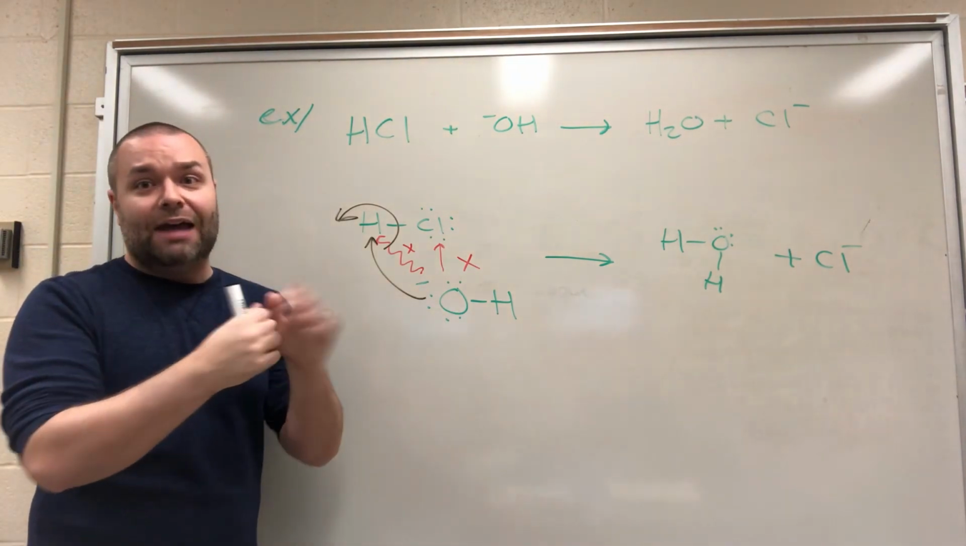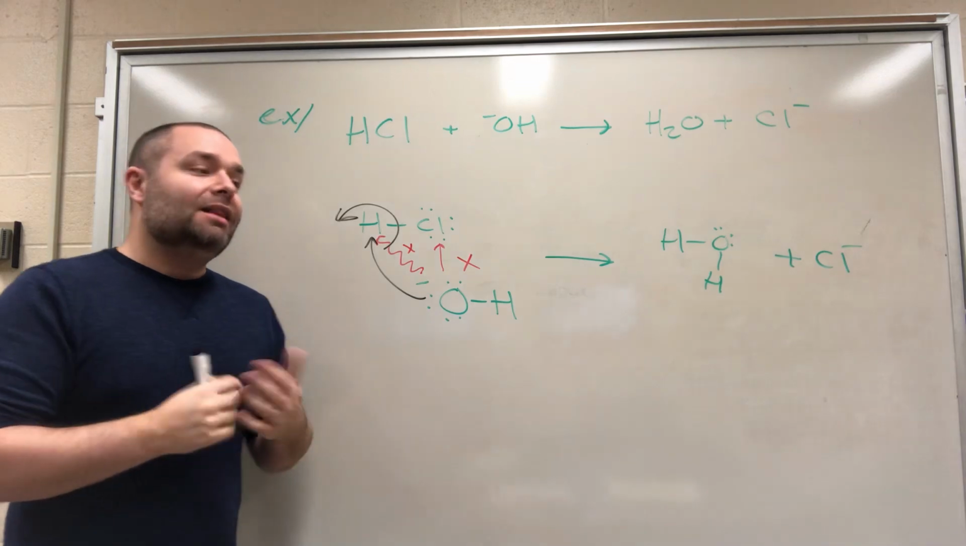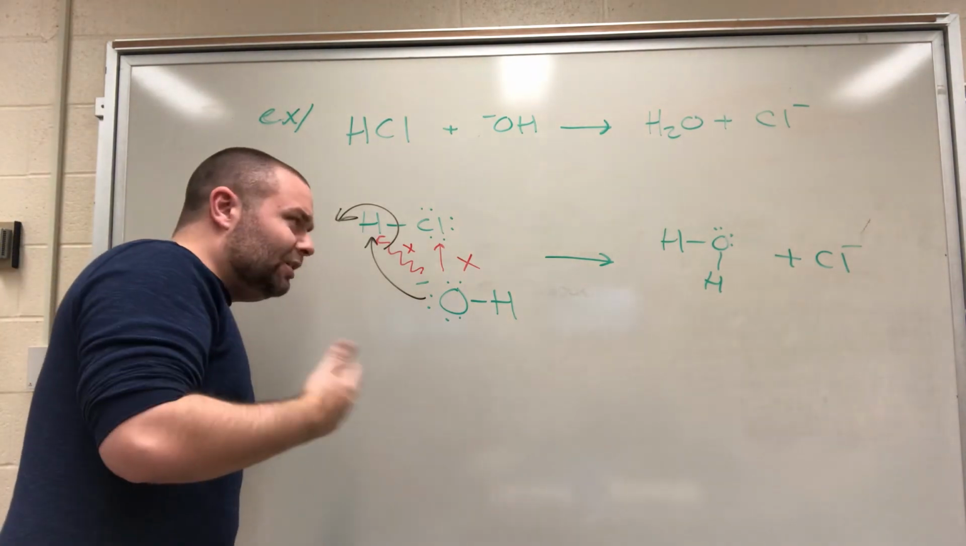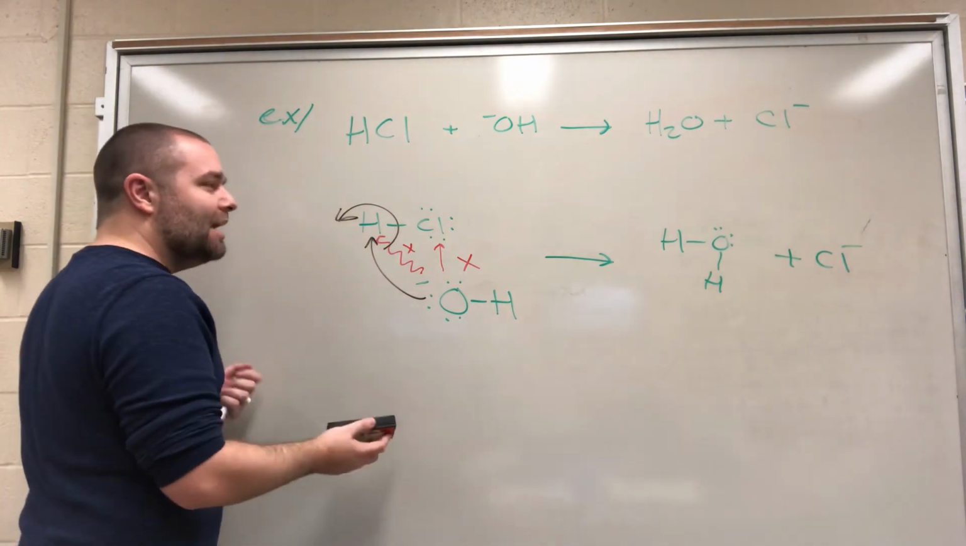So one more time with collision theory, things have to hit with the correct orientation. That means they have to smack together in the correct spot, and they also have to have sufficient energy, all right? So then what do we do to actually mathematically model this?